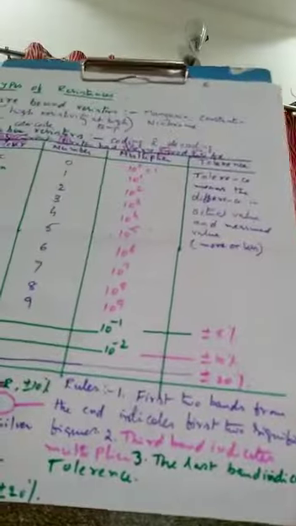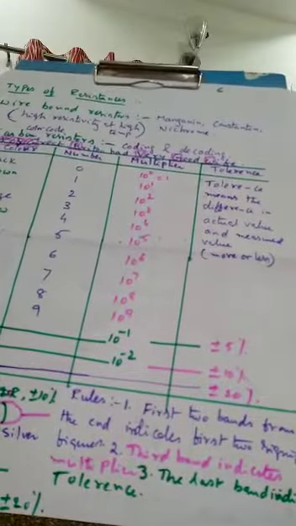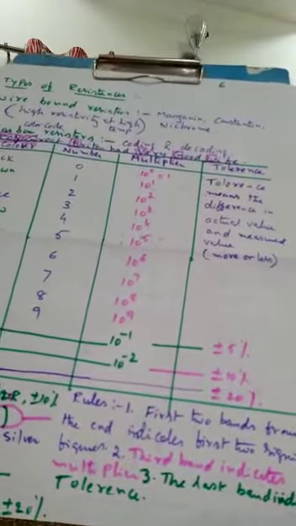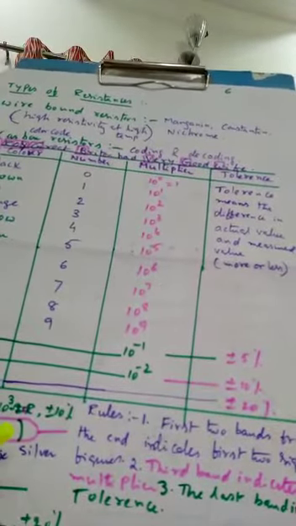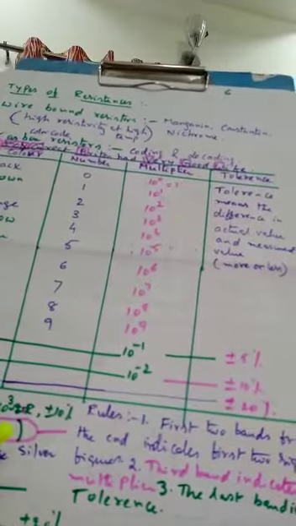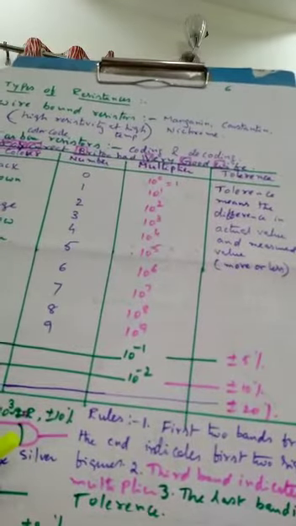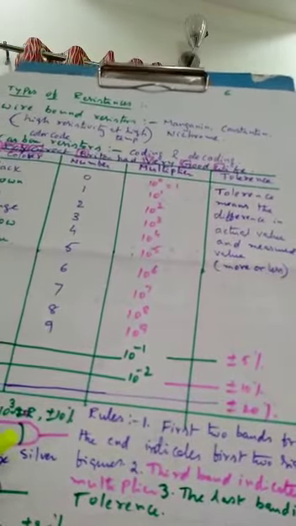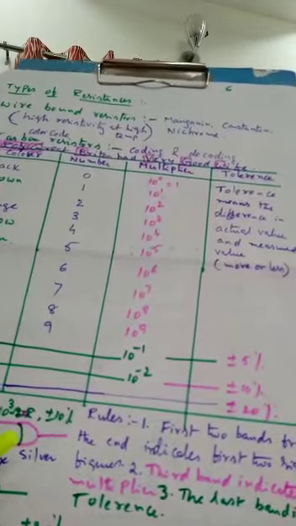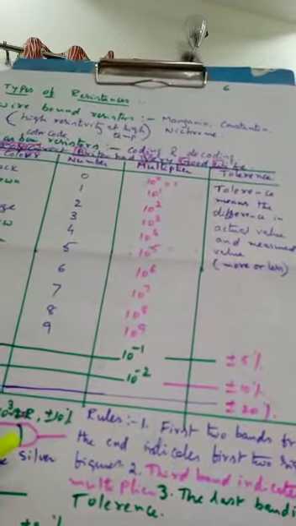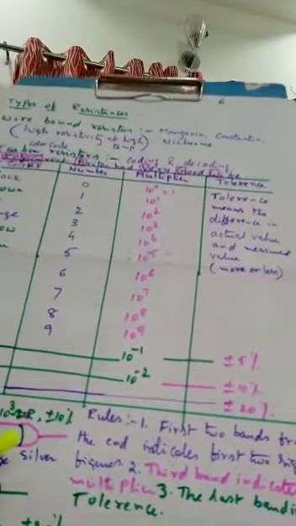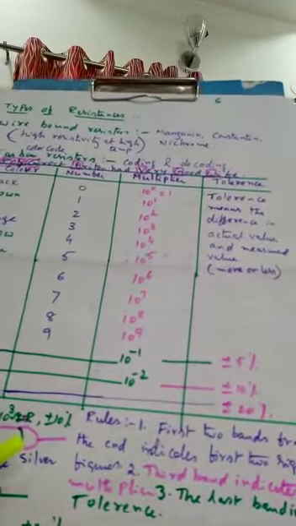Again I would like to repeat: the first 2 colors, bands or circles, represent the numerals or significant digits. The third color, that is the third ring, third band, represents the multiplier, and the last one represents the tolerance. If the last ring is absent, meaning no color, then 20% is the tolerance. Okay, let us see the second example here.